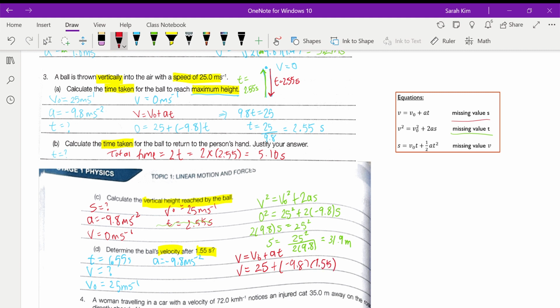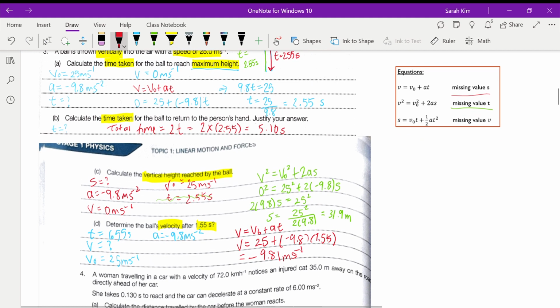So now chuck that in the calculator. And you should get about negative 9.81 meters per second. And that's it. So it's going downwards at negative 9.8, so downwards at 9.8 meters per second.